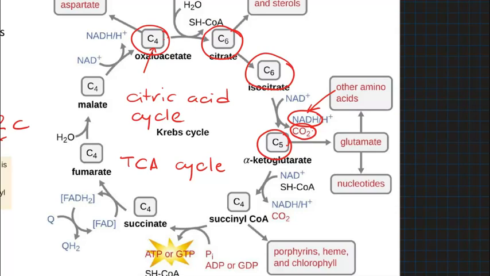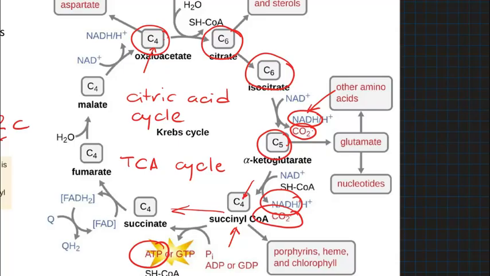Alpha-ketoglutarate is further oxidized, losing another carbon dioxide and yielding another molecule of NADH, producing succinyl-CoA, a 4-carbon intermediate. Succinyl-CoA turns into succinate, producing ATP.